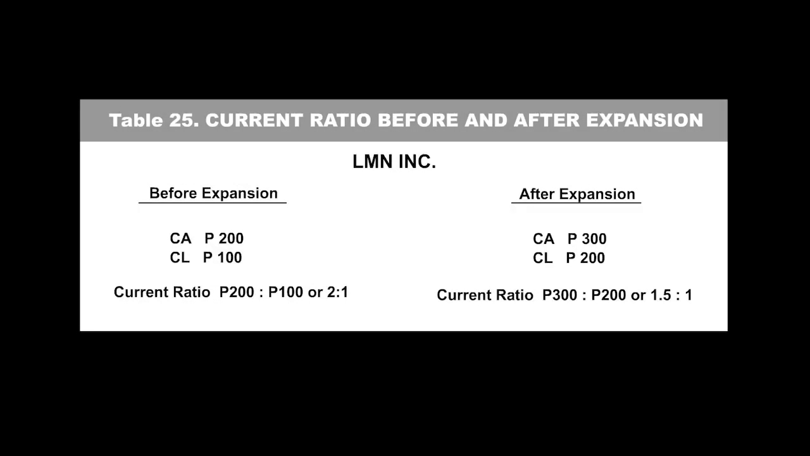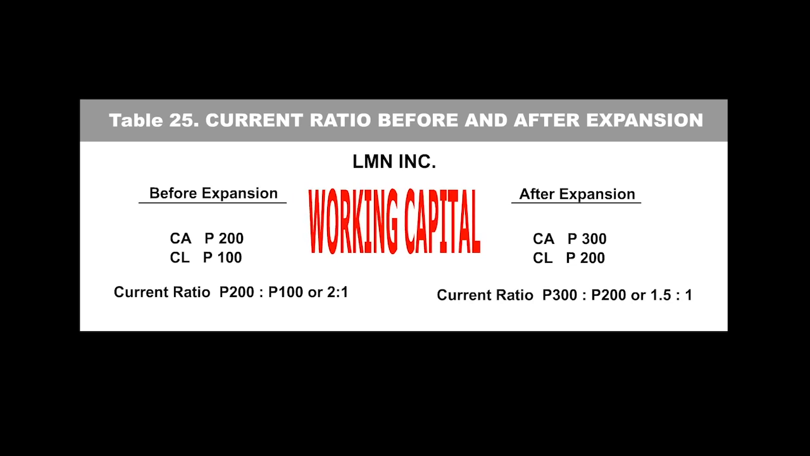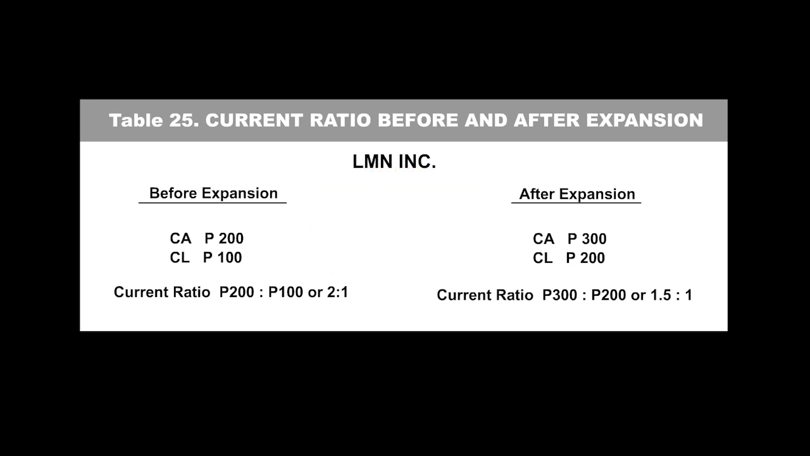Decreasing ratios are not always bad trends from the fund manager's viewpoint. Again, let us take company LMN Incorporated. It has CA of 200 pesos and CL of 100 for a 2-to-1 current ratio. If LMN Incorporated wishes to expand, it would have to increase its working capital, particularly inventories and accounts receivables. Supposing it decides to expand sales by 50%, the CA would also go up by 50% since working capital usually rises and falls with sales.